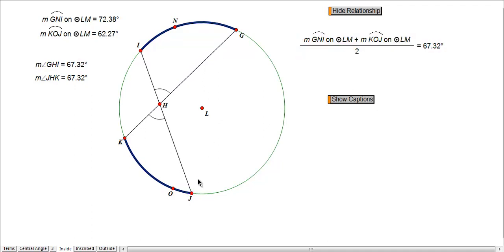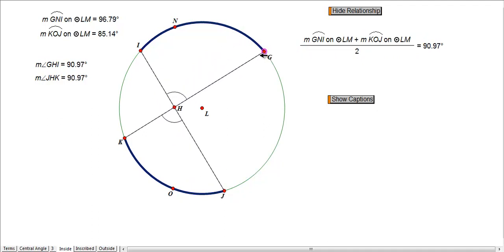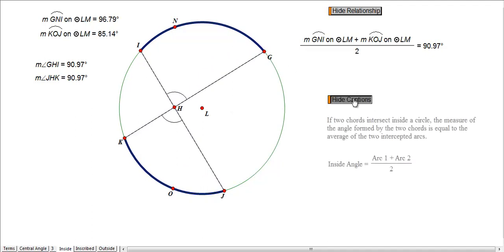And this is really great. Okay, this is a great thing to recognize, and we can generalize this and call this a rule. It's always true. And what it says is that if two chords intersect inside a circle, then the measure of the angle formed by the two chords, so in this case it's these two angles, GHI and KHJ, is equal to the average of the two arcs measures on the outside.